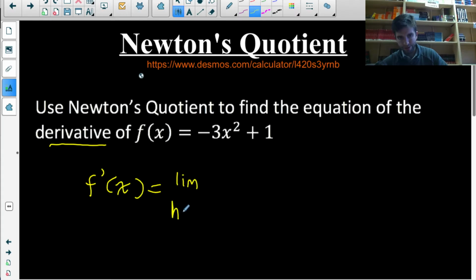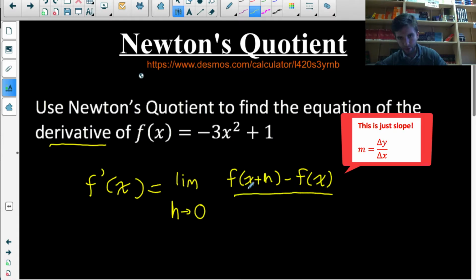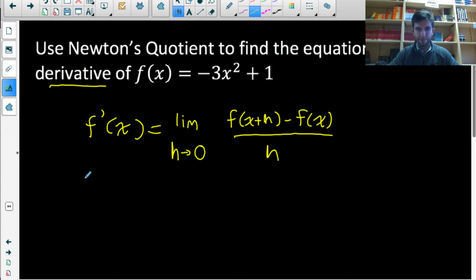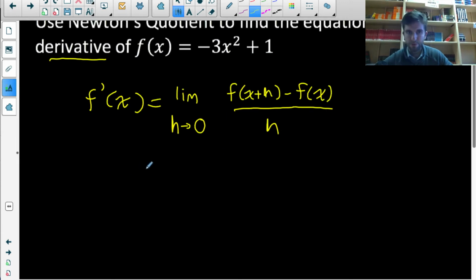Find the limit as the change in x, which we call h, approaches 0, of the rate of change between f at x plus h minus f at x, right? That's just our change in y values, all over our change in x values, which we're calling h. So this is Newton's quotient. It finds what the secant slopes are approaching as the change in x approaches 0.